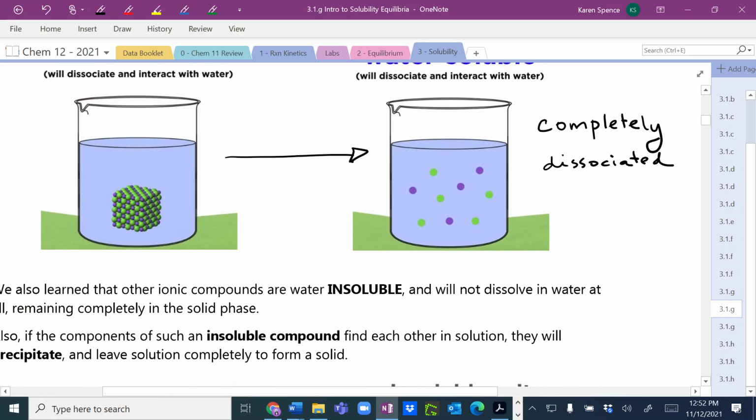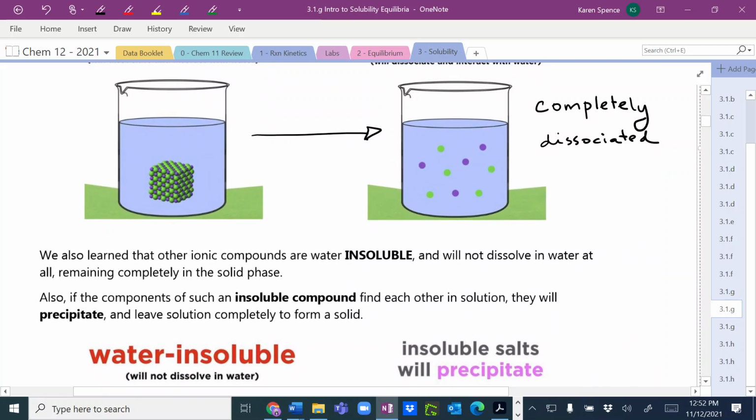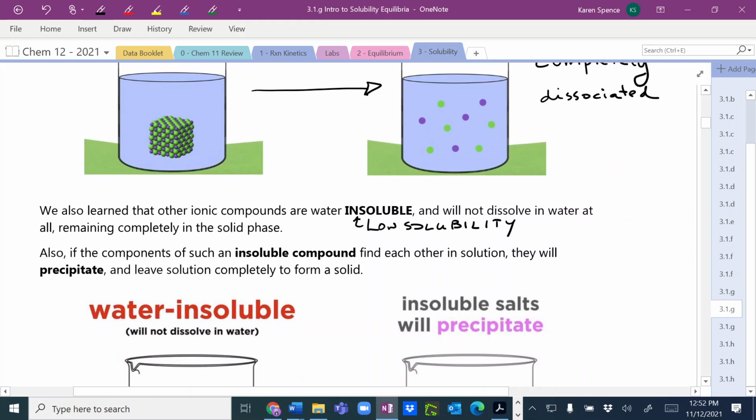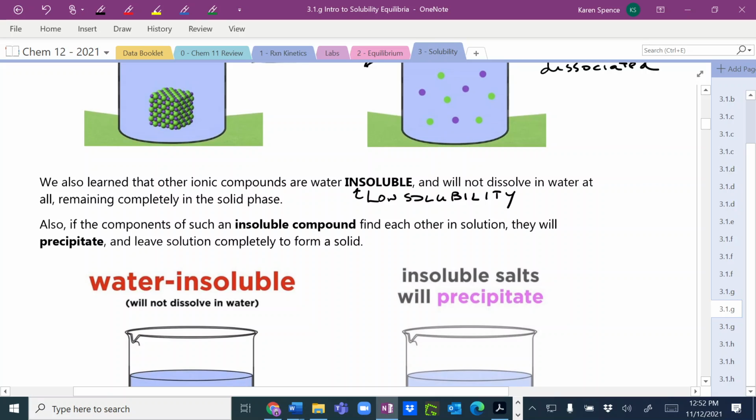Excellent. Okay. We also learned that other ionic compounds are insoluble. What does our data booklet say instead of insoluble? Low solubility. And it's important to remember that not only will such a compound not dissolve if you throw it into water. For example, if you have a piece of chalk and you throw it into water, it will not dissolve. It'll just sit there.